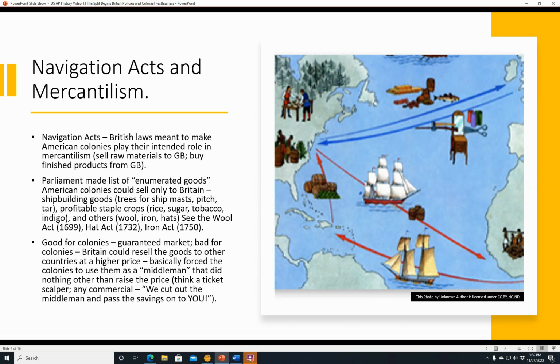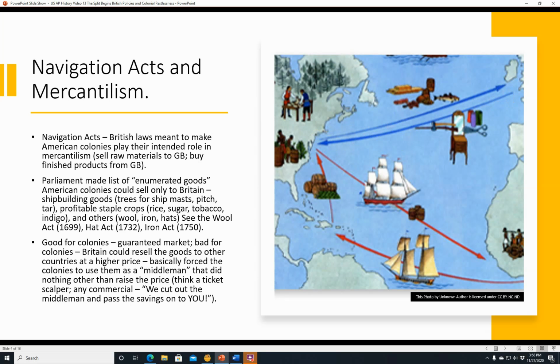Navigation Acts and Mercantilism. The Navigation Acts were British laws that were meant to make American colonies play their intended role in mercantilism, which is that the American colonies would sell raw materials to Great Britain, and they would buy their finished goods. So you can see here we have the raw materials going to Great Britain and the finished materials coming to the United States. Well, obviously not the United States back then, but the American colonies.